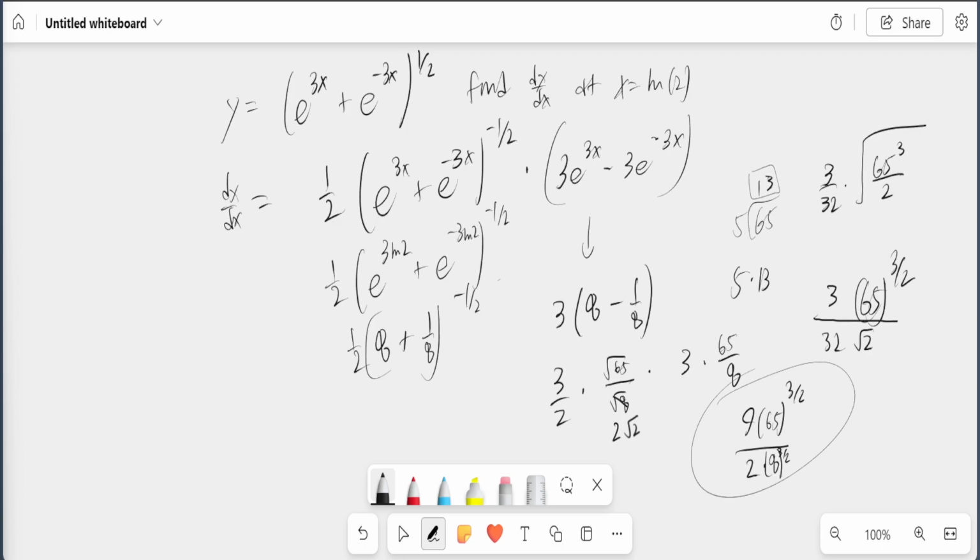Let me see. 40 times 8. Yeah, it's neither of these. Okay, maybe I'm doing something wrong. 9 over 2 times 65 divided by 8. Yeah, okay, I'm getting none of these. Let me reread the question. If y is equal to that, then dy/dx at x equals ln 2.